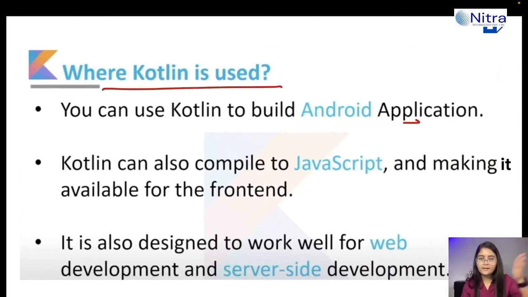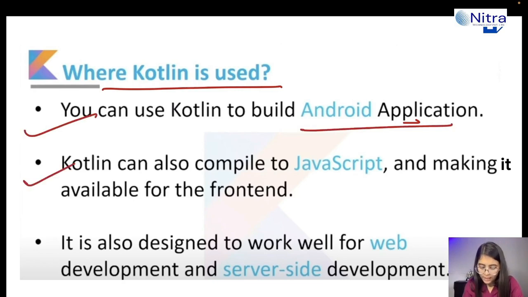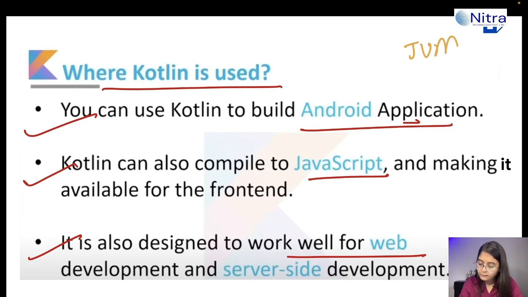So if you remember in the earlier slides as well, I told you there are three major applications of the Kotlin programming language. You can use it to build Android applications. Kotlin can also compile to JavaScript, making it available for the front end, and it is also designed to work well for web development and server-side development as well. And if you remember, I told you it works well for the JVM as well, that is Java Virtual Machine, right?